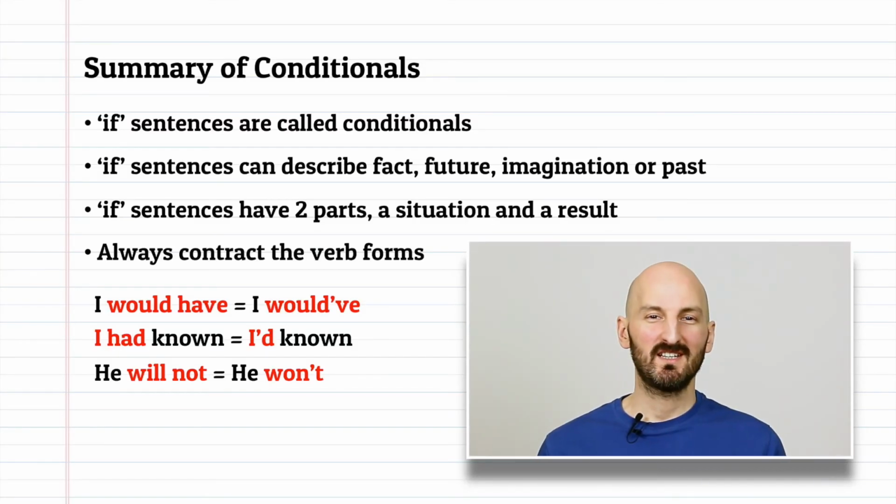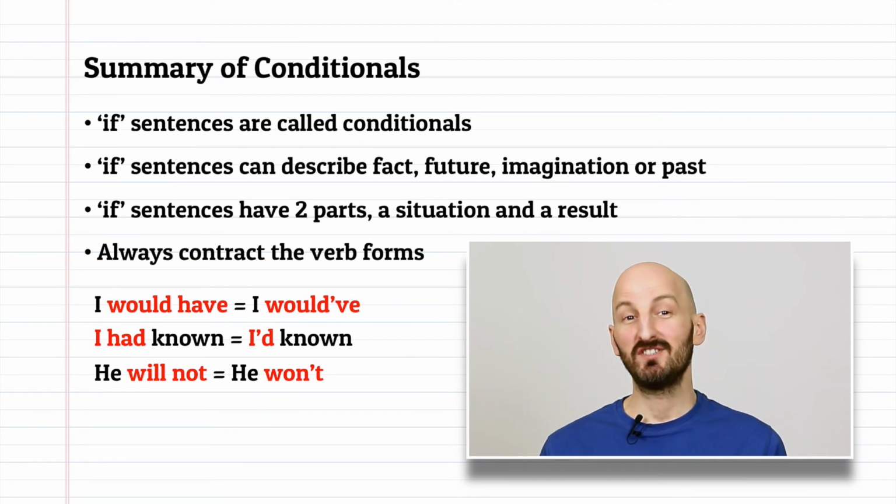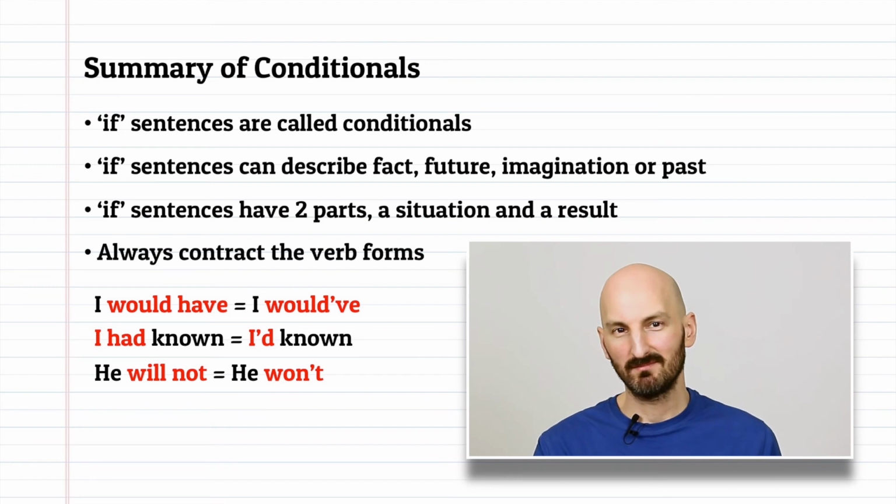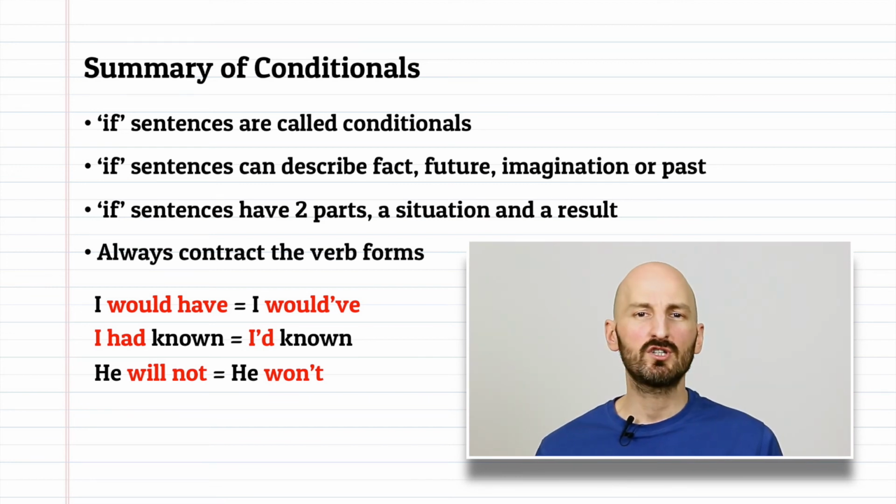So, to summarize, if sentences are called conditionals. They have two parts, a situation and a result. They can be fact, future, imaginary, or past, and always contract the verb forms.